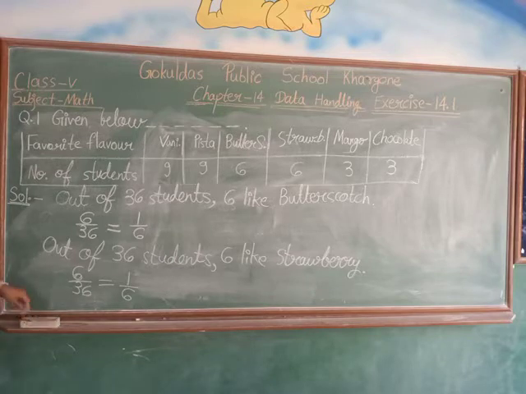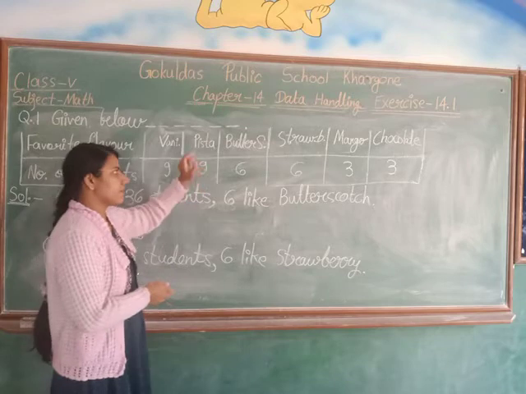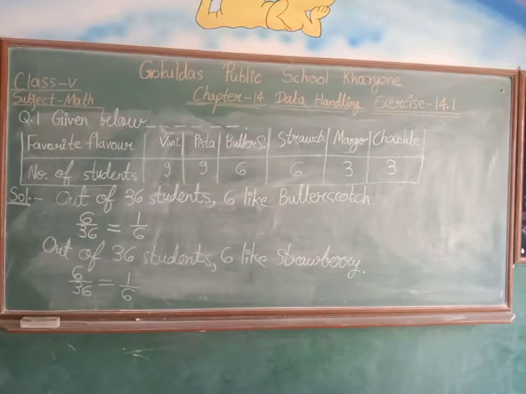Okay. So till now we have got the fraction for vanilla flavor, pista flavor, butterscotch flavor and strawberry flavor. Note it down. Note down all the 4 lines. I don't have further space, so note it down fast.